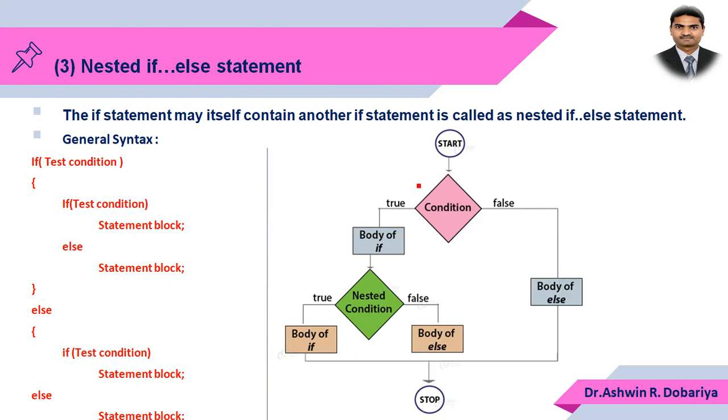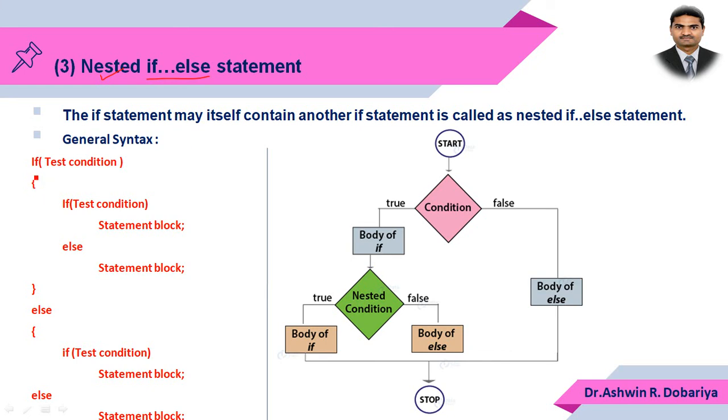Now the third type of if statement we can write is known as nested if else. Here also if else is there, but the word is nested. Now what is the meaning of nested? Nested means the if statement may have another if statement. So whenever an if condition contains another if condition inside it, then it is known as nested. So nested means an if condition inside another if condition. This kind of condition is known as a nested if.